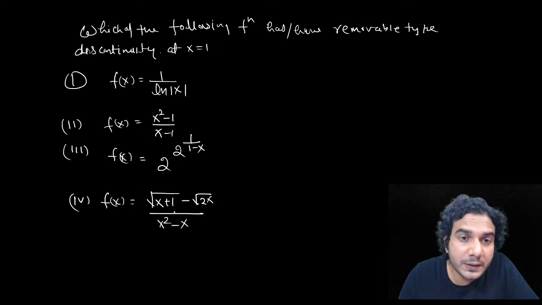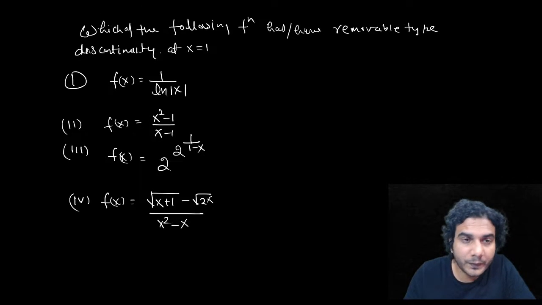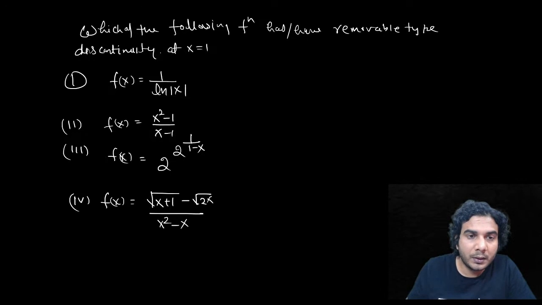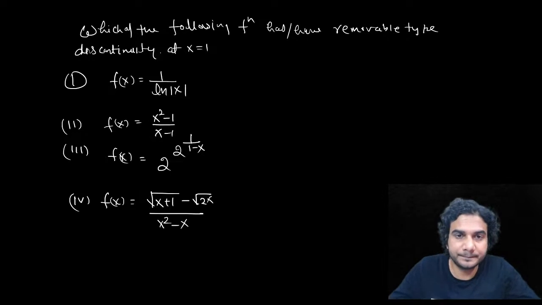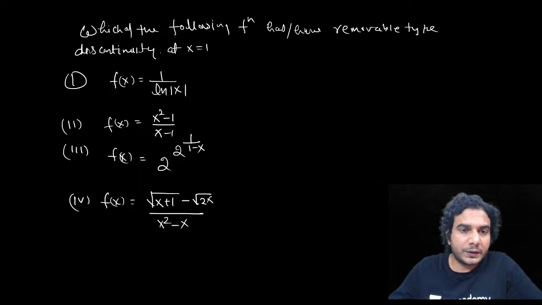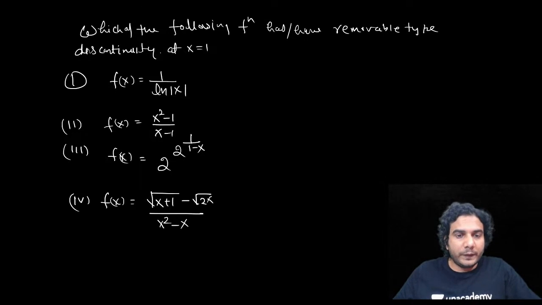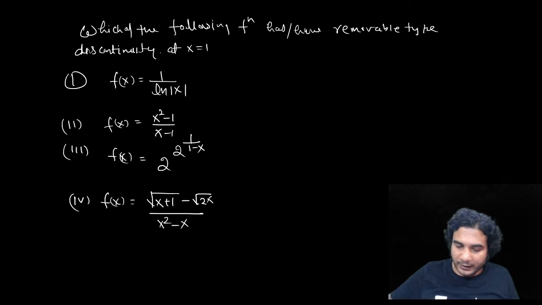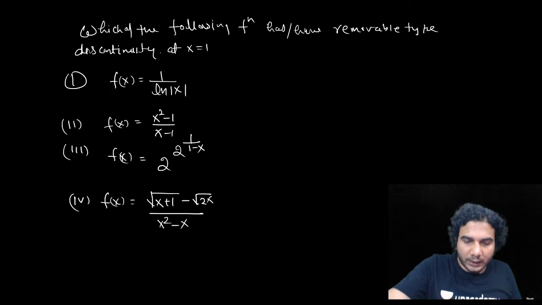In these 4 functions you need to check which of the following functions will have removable type. Okay, removable type, that means missing point or isolated point.